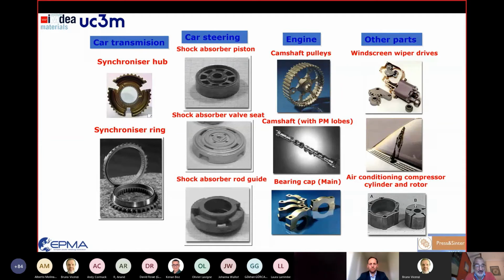So press and sintering has been introduced through the PM steels in a lot of systems in the car, like car transmissions. We have not only the synchronized hub, but also the synchronized ring and others. In the car steering, through the shock absorber, which is, let's say, the most famous part made for this system of the car. In the engine, and many other parts like windscreen wiper drivers or air conditioning compressor cylinders and rotor.